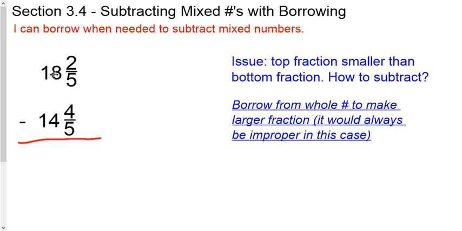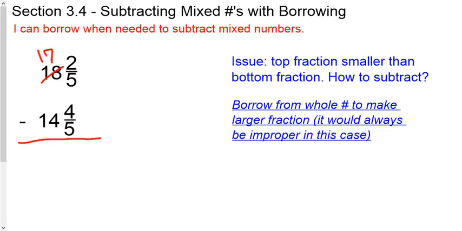It looks like we could go ahead and subtract the whole numbers, but it's when we start comparing the fractions that we have this problem. We've got a 2 on top and a 4 on bottom. I'm not going to make this into a negative fraction. Technically we could, but we're not going to do that. Instead, we're just going to use borrowing, okay? So let's borrow from 18, and that'll make it 17. And we've borrowed 1 from it.